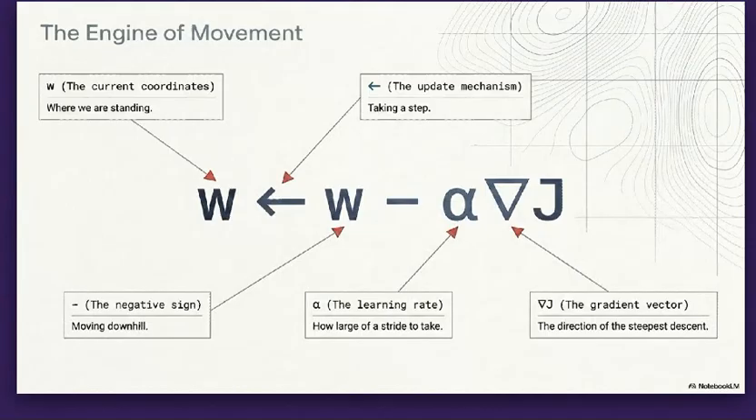Okay, I want to break down the physical reality of this equation. W becomes W minus alpha nabla J. Let's establish our parameters here. In a neural network, W isn't just an X and Y coordinate on a map, is it? No, not at all. W is a vector containing every single parameter, every single weight and bias in the entire model. Okay, so if we have a modern model with 1 billion parameters, W is a single coordinate in a 1 billion dimensional space. That is a vital point to grasp, yeah.